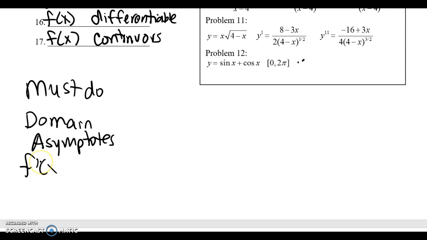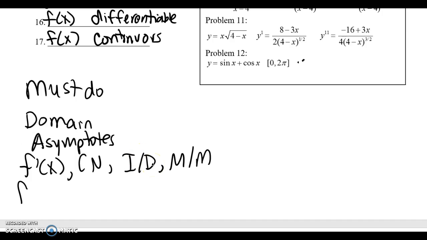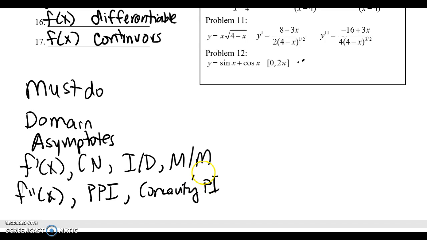Then go ahead and move to your first derivative, which would lead you to your critical numbers, if you're increasing, decreasing, and your mins and maxes. Go ahead and do your second derivative. I need to see that, and that'll tell your PPIs, your concavity, and then if you actually have PIs.